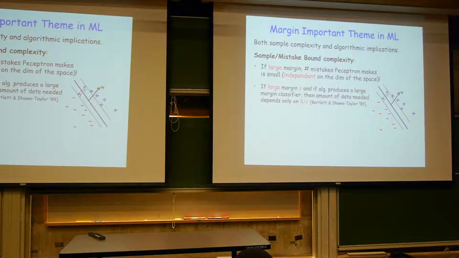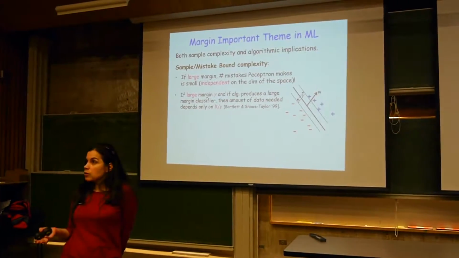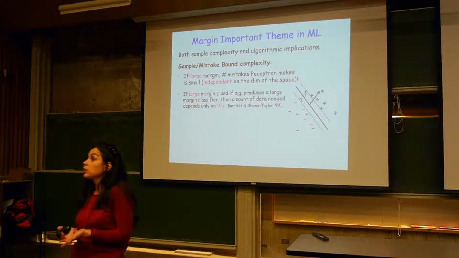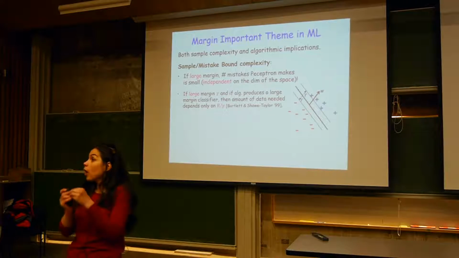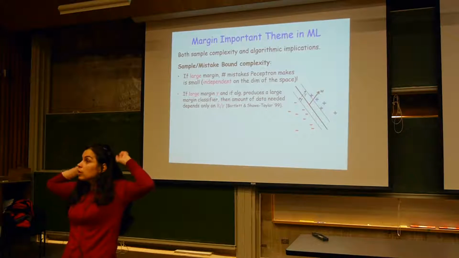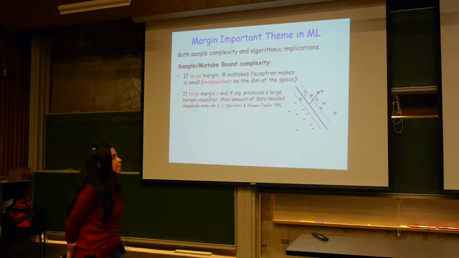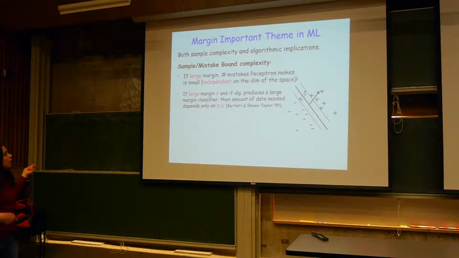Okay? And we've seen last time that margin is an important concept in machine learning. It has interesting sample complexity and algorithmic implications. We've seen that if the data truly has a large margin, or nearly a large margin, the number of mistakes that the perceptron algorithm makes depends entirely on the margin, and it's independent of the dimension of the ambient space. And it's also independent of how long the sequence of examples is, right? So if we have a large margin, it's a great world for perceptron. The perceptron algorithm behaves well.